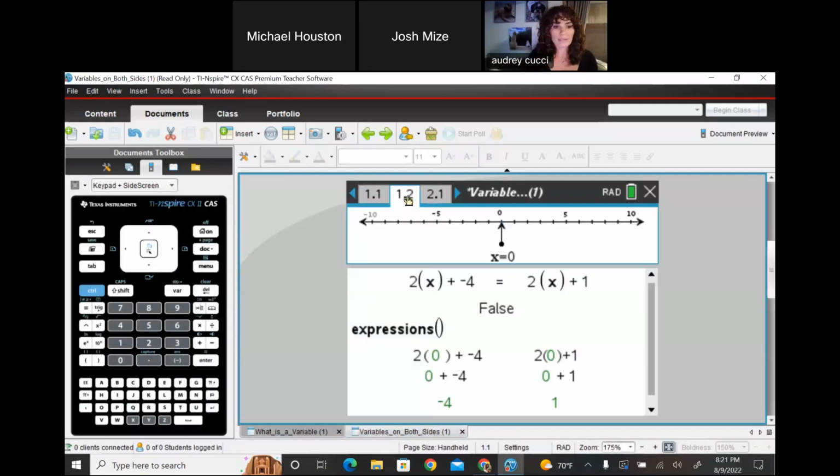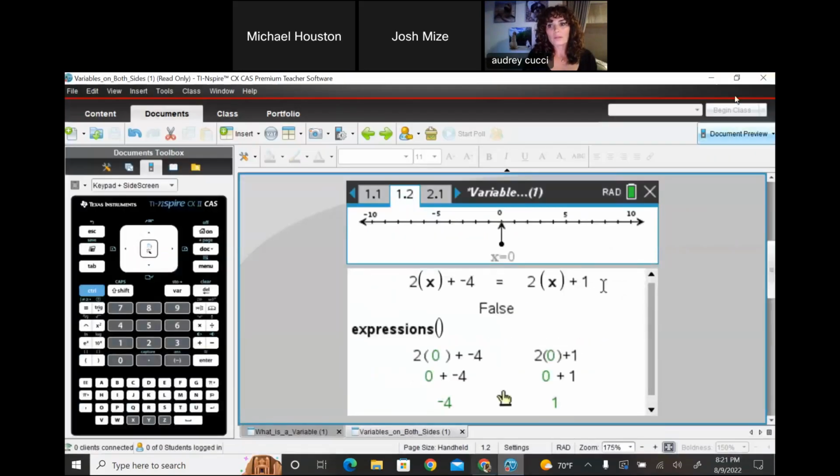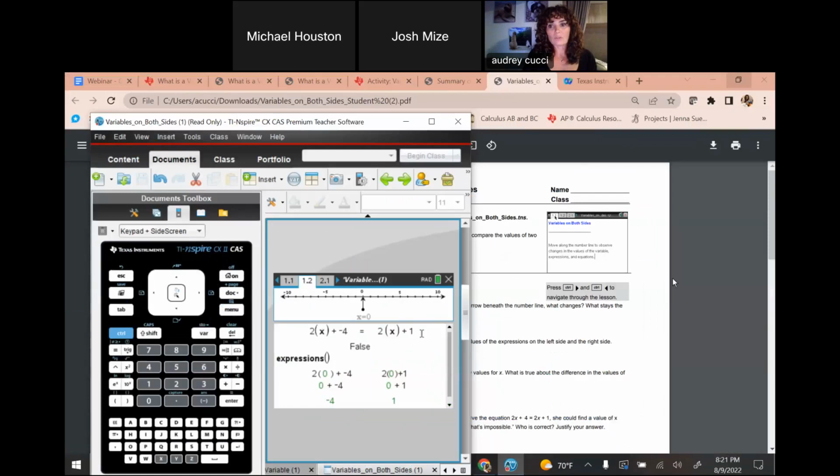So you hand this out to the students. This is not something that I would walk them through. I would simply send them the TNS file. I would give them the student document off to the side, and I'd say, okay, you guys are on your own. Let's see how you do with this. And honestly, they do quite well.